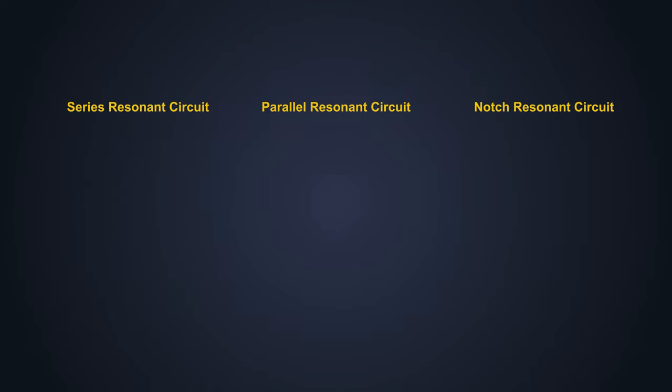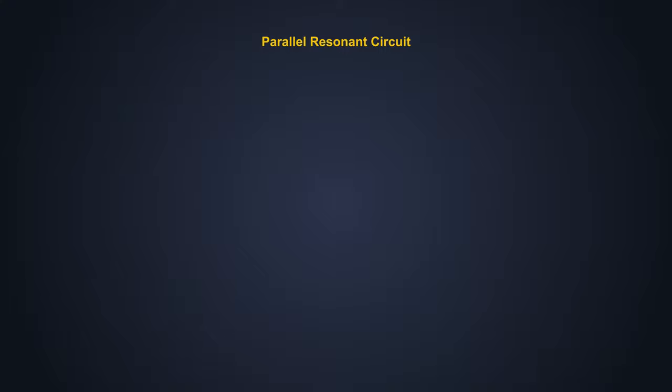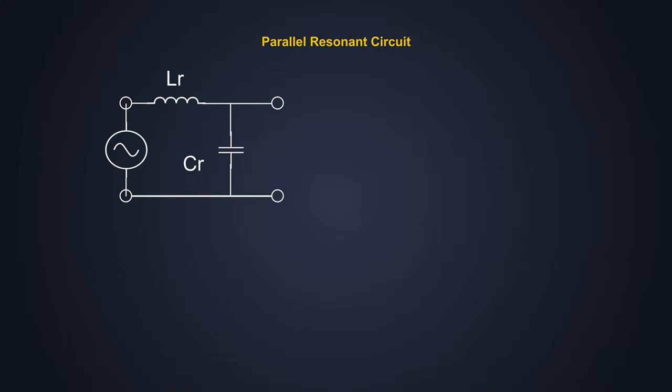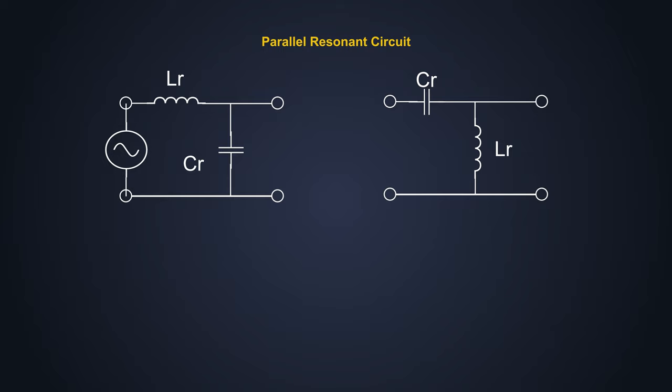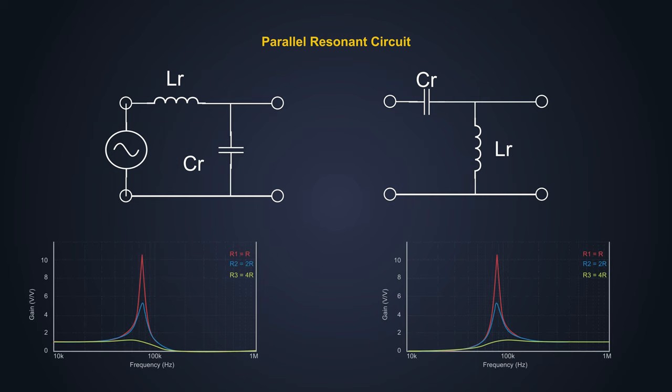There are different possible resonant tank combinations, starting with basic series resonant, parallel resonant, and notch resonant circuits, which are known as the fundamental resonant elements. Parallel resonance is formed with at least one inductor and one capacitor. One of these two elements is in parallel with the output, and the other element is series connected between the output and input. Basic parallel resonant elements and their gain curves are like this. Around the resonant frequency, the voltage gain can be very high.